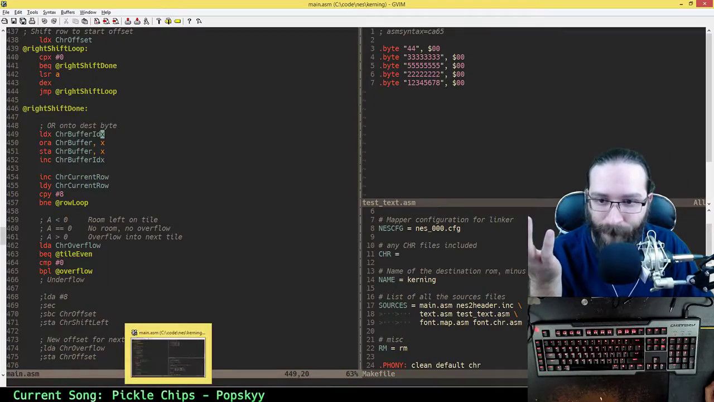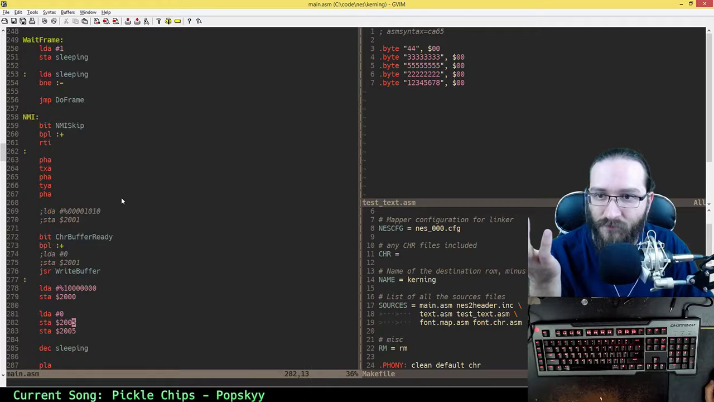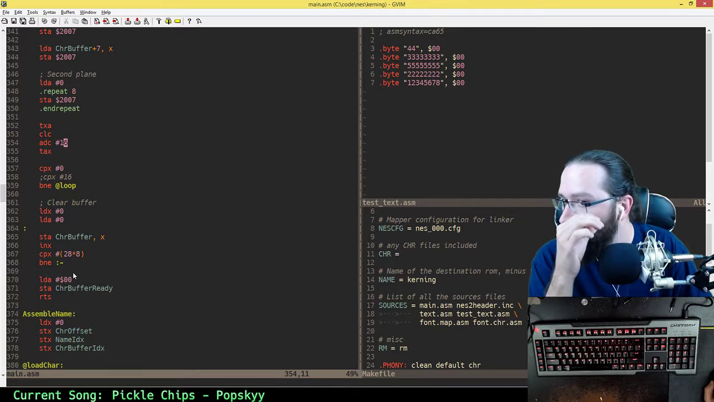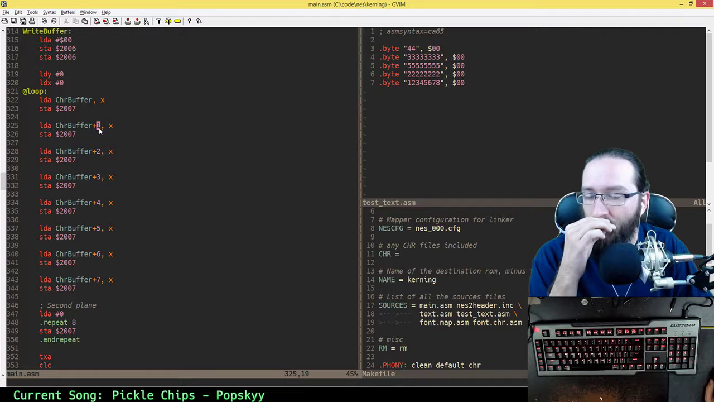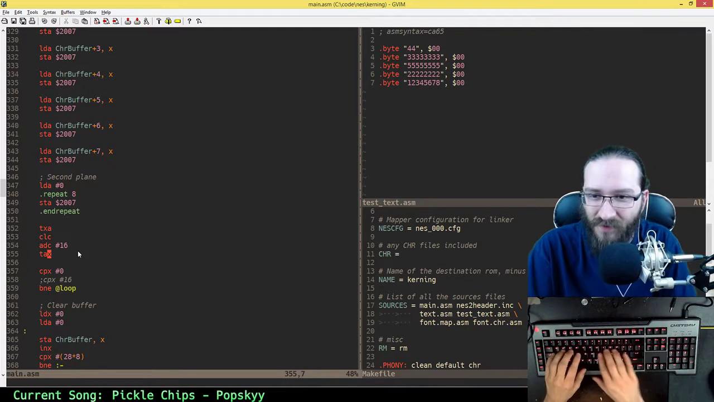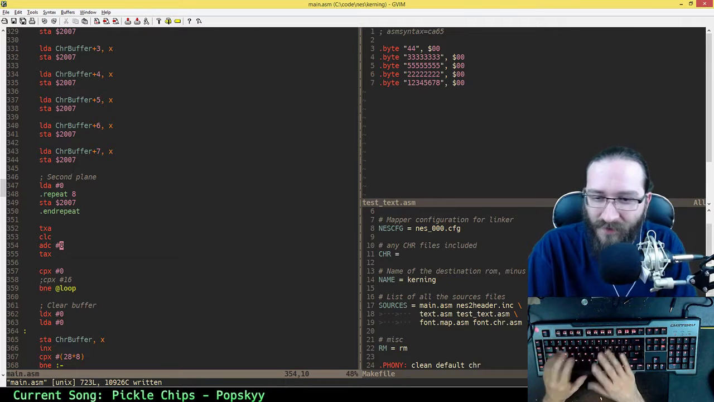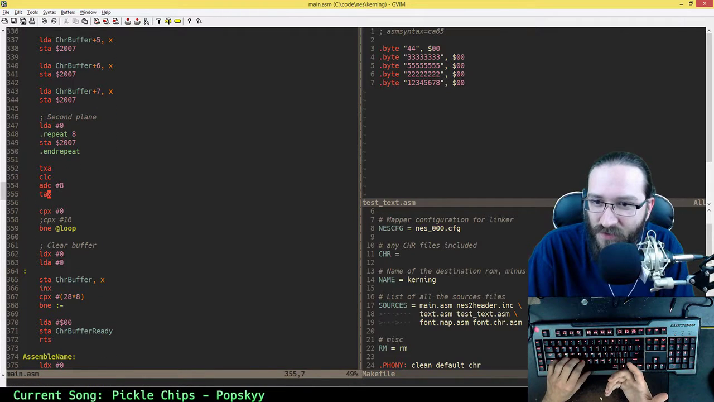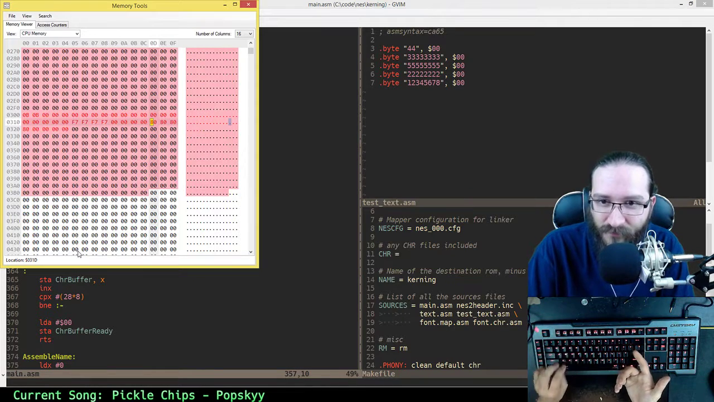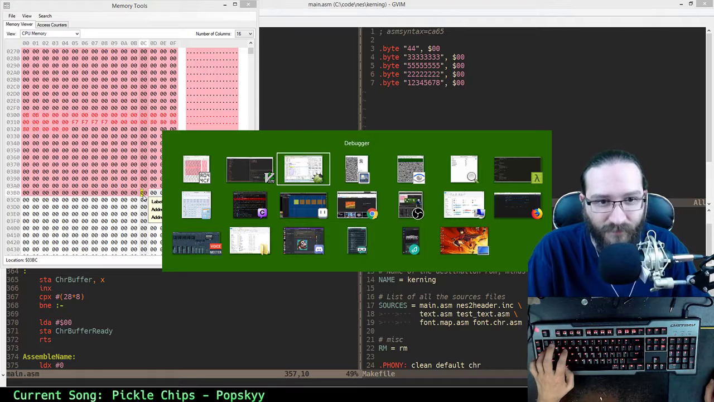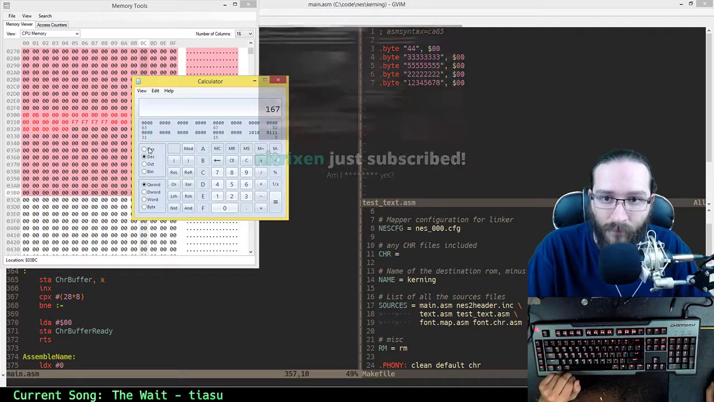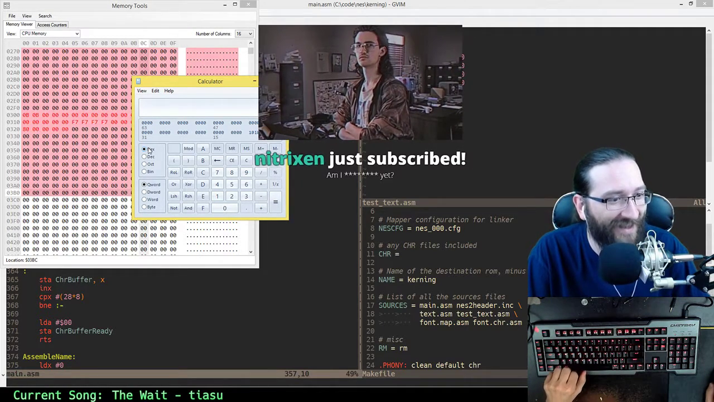I thought I fixed that. The buffer's wrong. Wait. Yeah, no. Let's add 8 on that, don't it? So this math was way off. Way off. Compare x to 0. No. Compare x to 70 something, right? 167. What is that in hex? You know, A7.